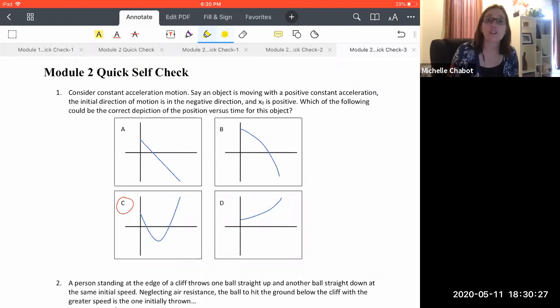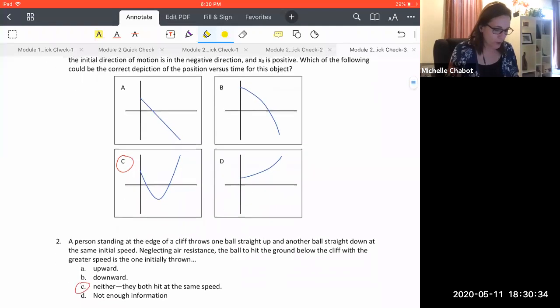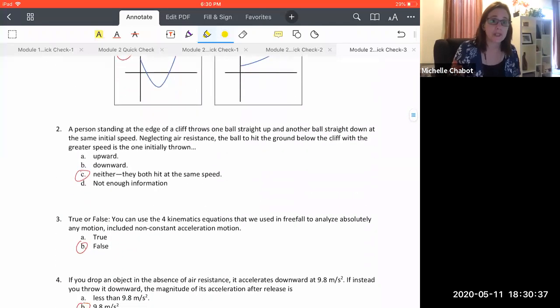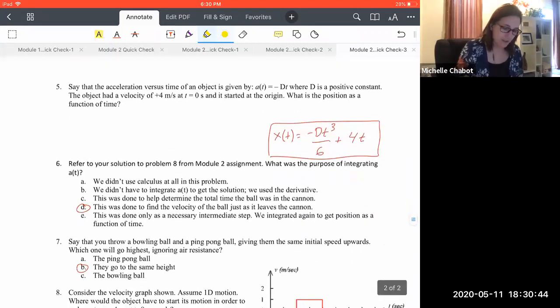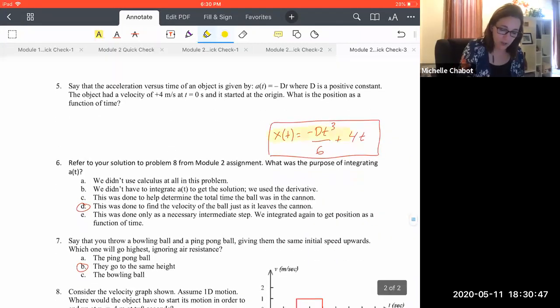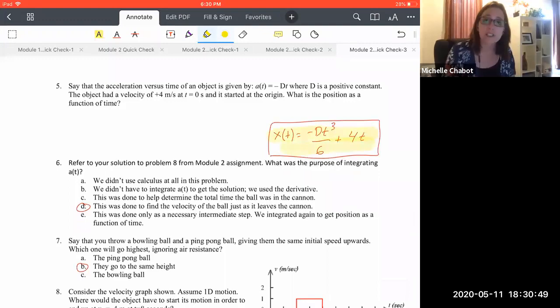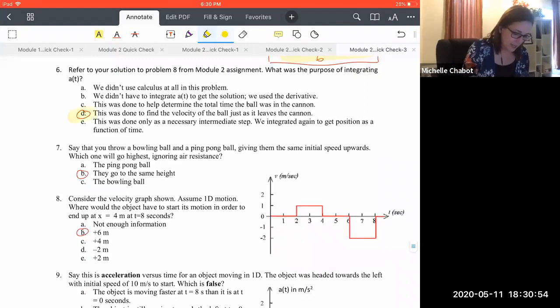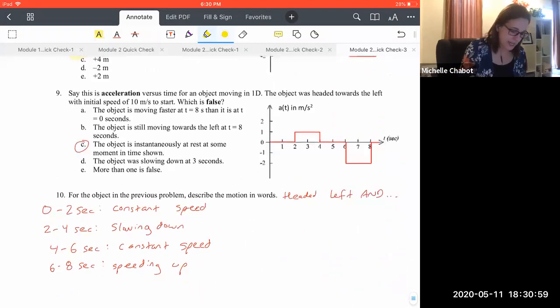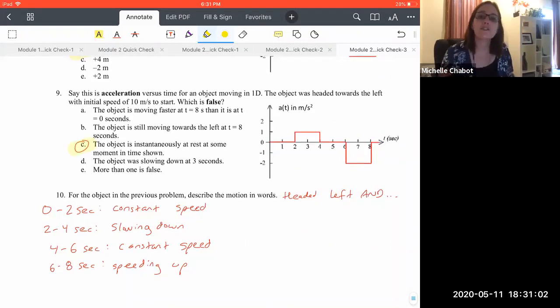Okay, so for this Module 2 quick self-check, I will display the answers and then I'll come back and discuss each one in order. So the first one has an answer of C, 2 is C, 3 is B, 4 is B, 5 is x as a function of t is equal to negative dt cubed over 6 plus 4t.